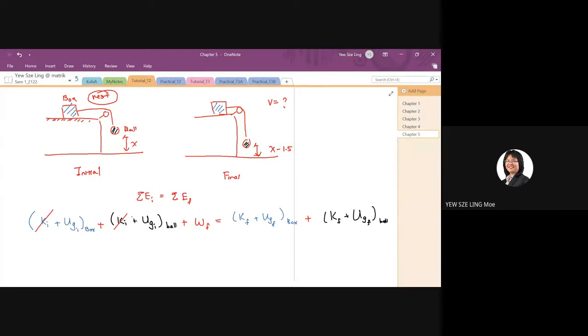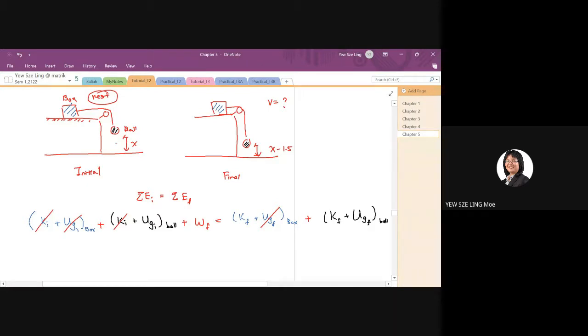How about the potential energy? For the potential energy of my object box, I can just ignore it because it doesn't move in a vertical motion, so there's no change in height. For the box, it doesn't have any potential energy, so I'm just going to cross it out, because the box is just moving along the horizontal surface.